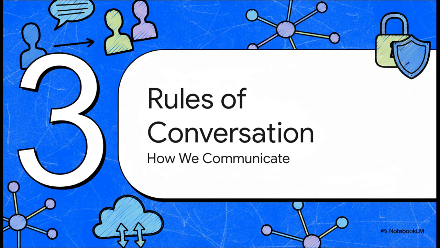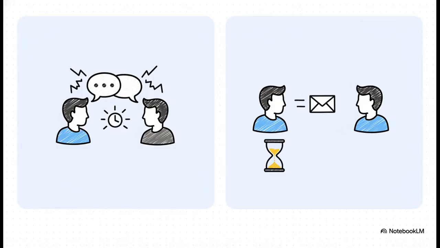Okay, so we know the platforms. We know where our digital selves hang out. But how do we actually talk to each other there? This brings us to the basic rules of online conversation. Online communication really just boils down to two main types.